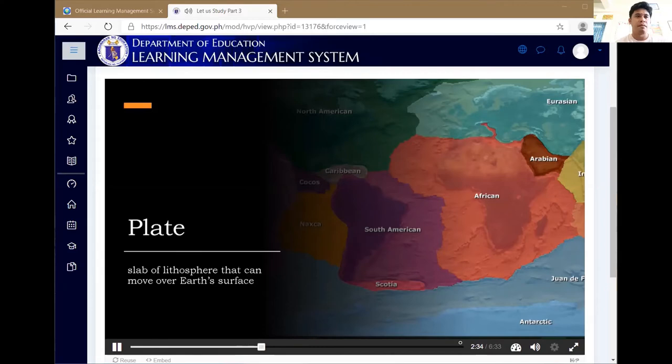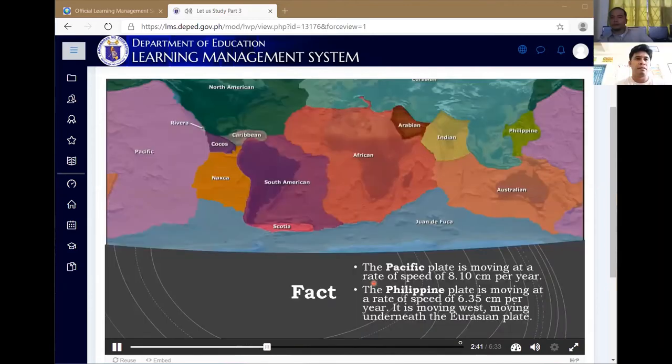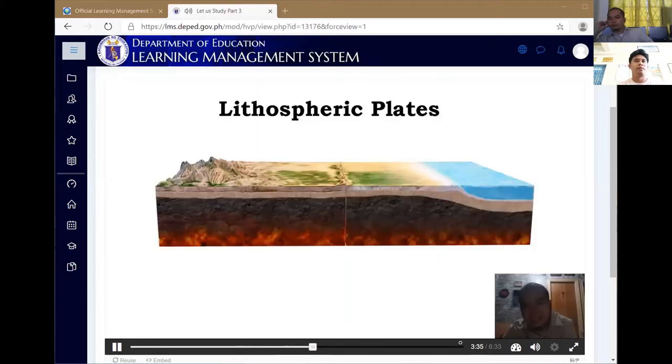So we have here an interesting fact about plates. You know that the Pacific plate is moving at 8 centimeters per year. Let's have the Pacific plate here. This plate is moving at 8.10 centimeters per year. And another thing, did you know that the Philippine plate is also moving at about 6.35 centimeters per year? You have your Philippine plate, and it is moving west towards your Russian plate, under the Russian plate.